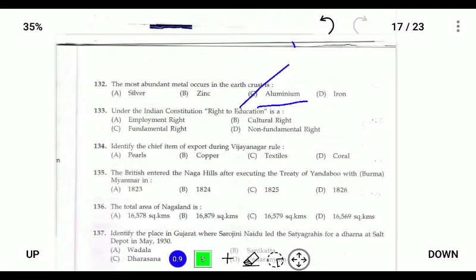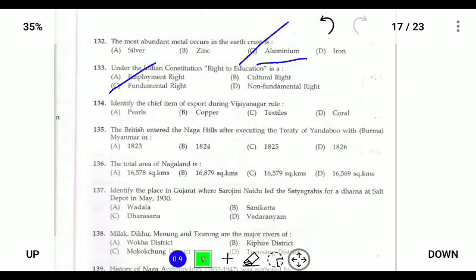Under the Indian Constitution, the right to education is provided under the fundamental right, and this fundamental right is provided under Article 21A of the Indian Constitution, which provides for free education from 6 to 14 years of age.